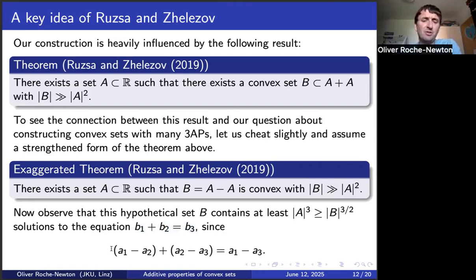And that's just because of these trivial things down here, A1 minus A2 plus A2 minus A3. These A2s cancel each other, and we're left with A1 minus A3. This isn't a solution of this form. And we can do this for any of these triples, A1, A2, A3. And that means we have many solutions to this additive equation, which is almost like the 3AP equation.